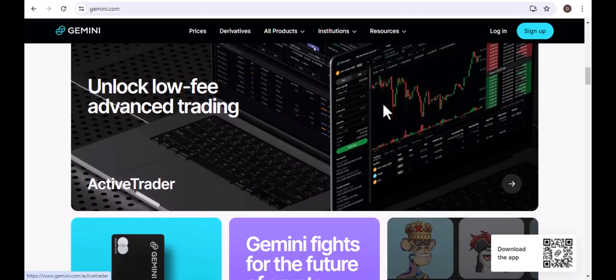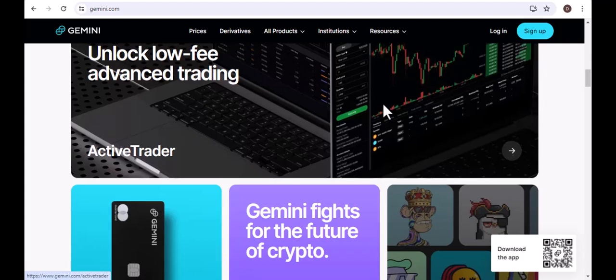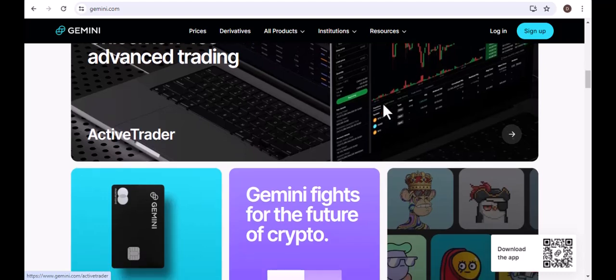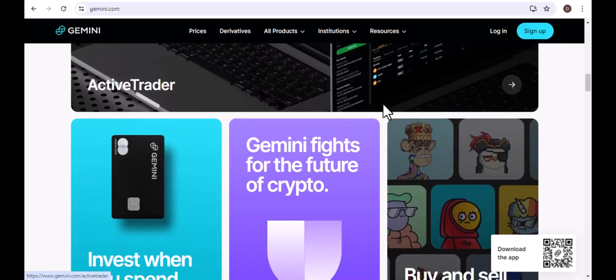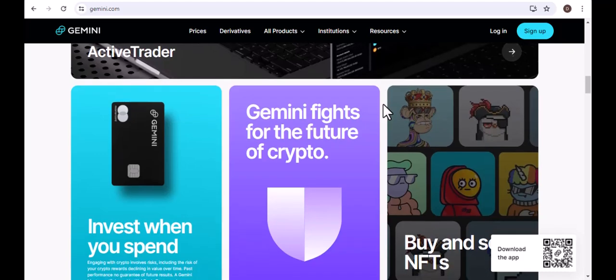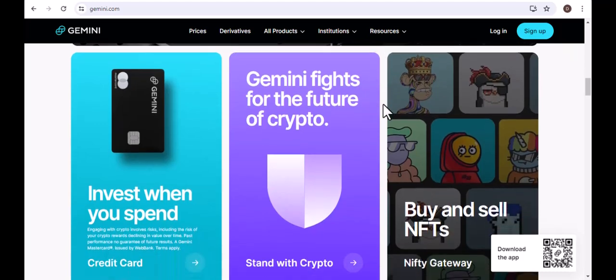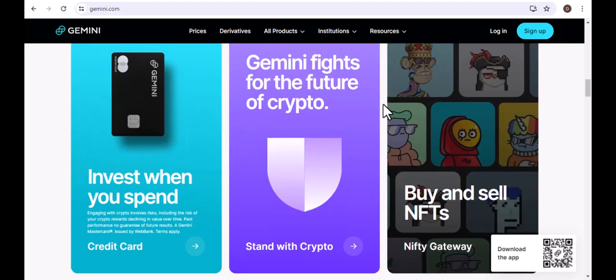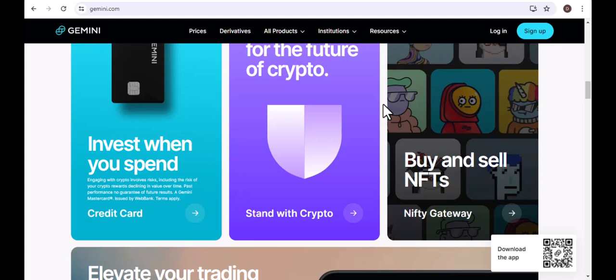To get started, you'll need to enable ActiveTrader on your Gemini account. It's a simple process. Just log in, go to your account settings, and toggle the ActiveTrader interface on. Once you do, the screen will completely change, and you'll be greeted with a dashboard that looks a lot more like a professional trading terminal. Don't be intimidated. We're going to walk through each component step by step.